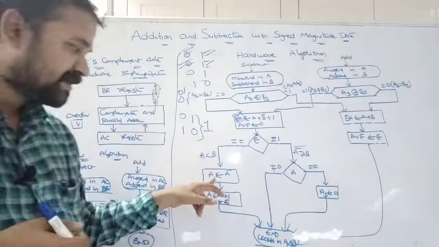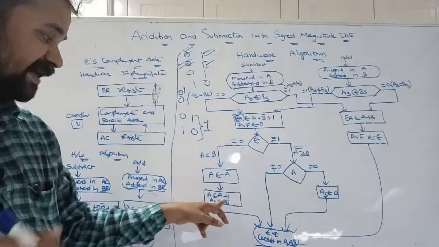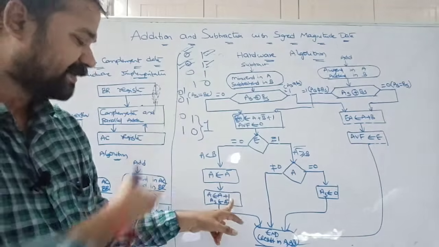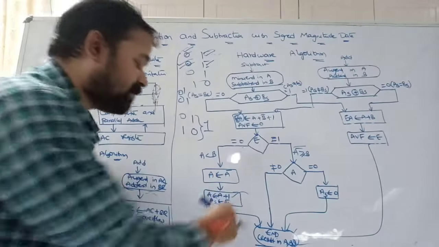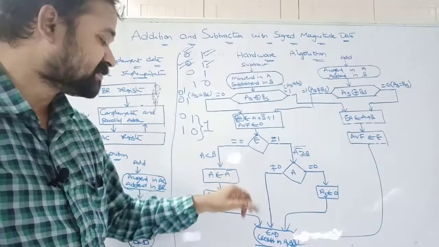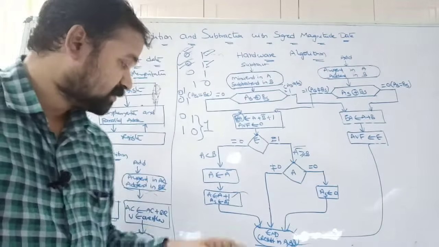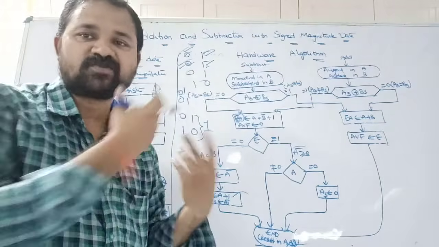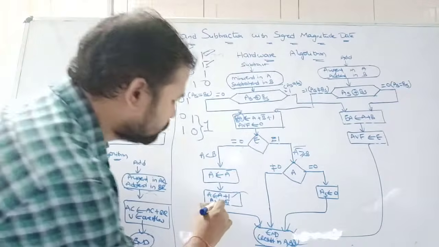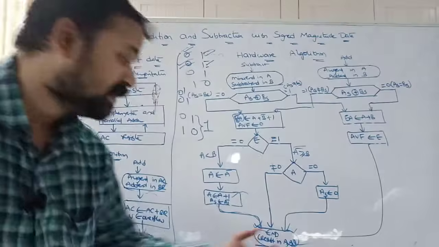So the first one is A arrow A bar, so we are complementing A. Next, with the help of the incrementer, we are incrementing it by 1, so A arrow A plus 1. This is nothing but 2's complement. So first the 1's complement is over, and next we have to reverse the sign bit. So AS arrow AS bar. We are reversing the sign bit, and this is the end of the process. The result is available in A and AS.